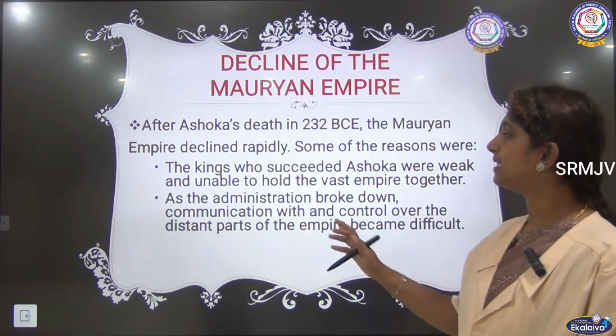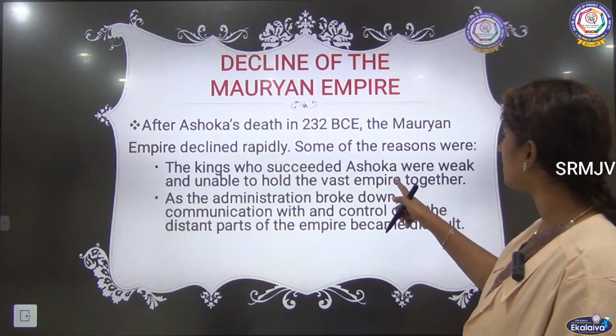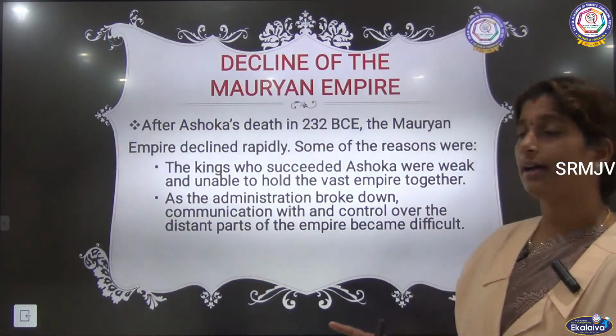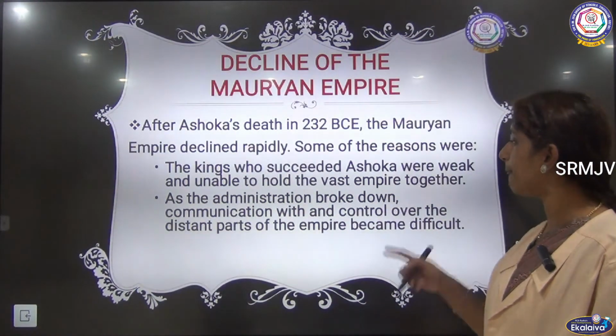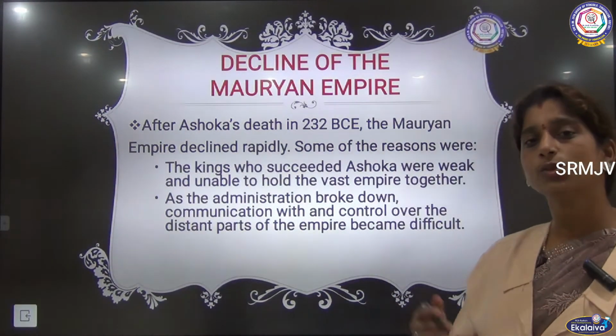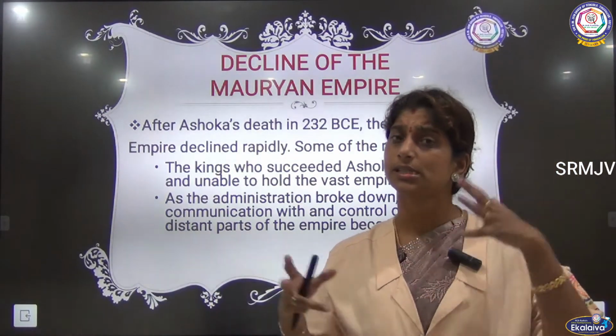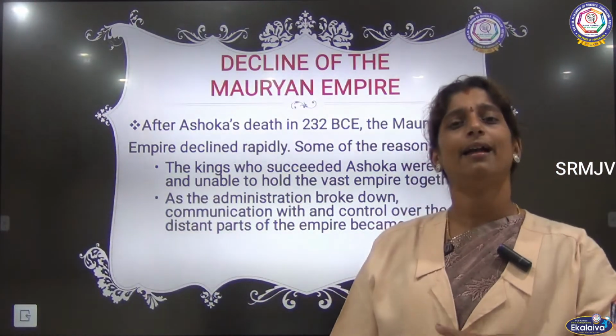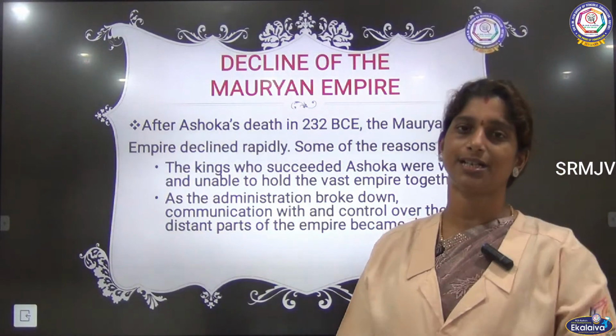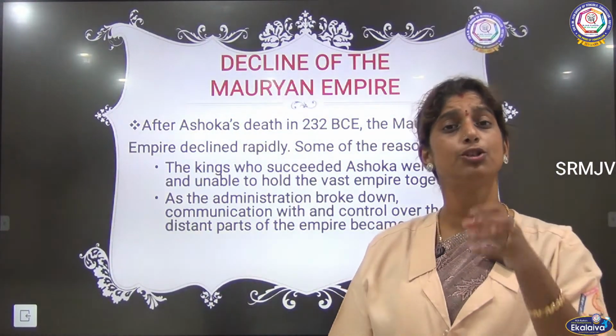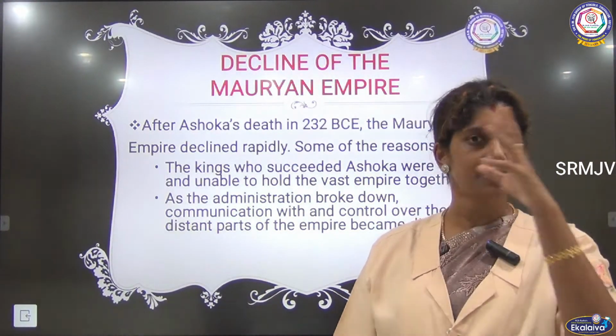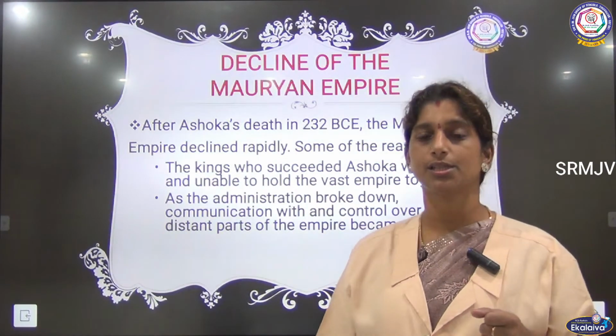Some of the reasons were the kings who succeeded Ashoka were weak and unable to hold the vast empire together. The kings who came after Ashoka, because it was such a big empire and the kings were not as efficient as Ashoka, were not able to control such a big empire from one place.